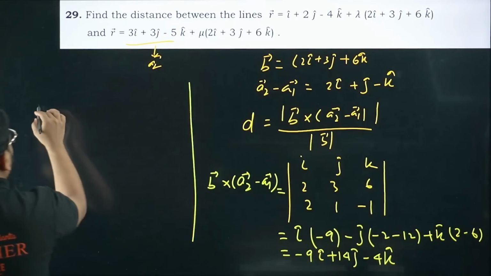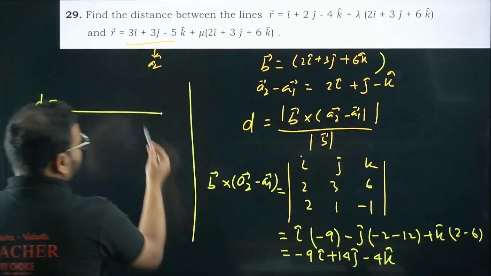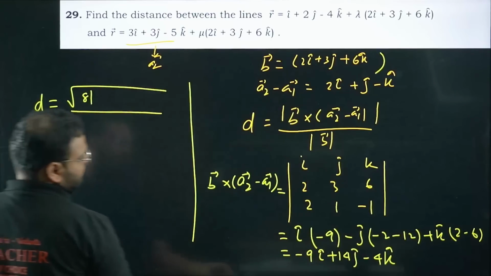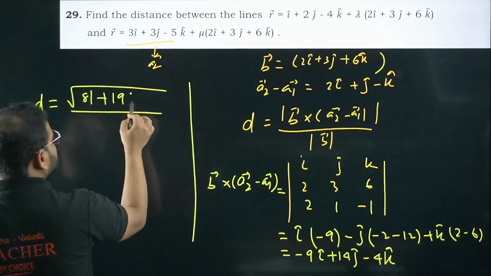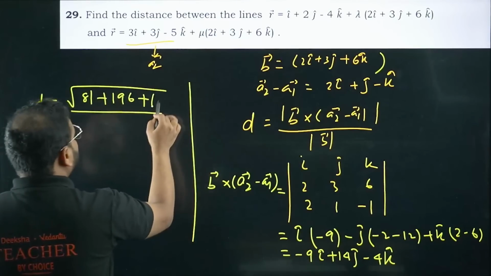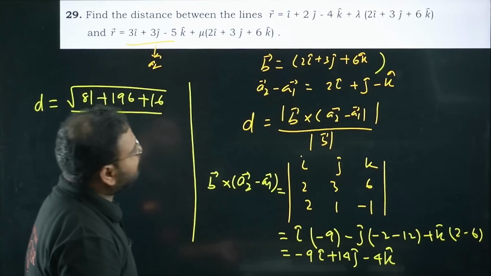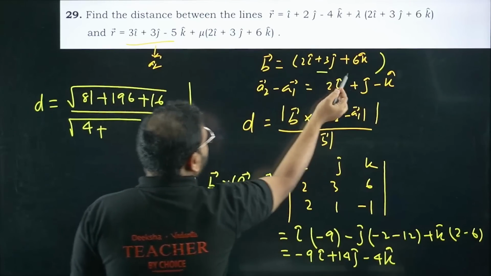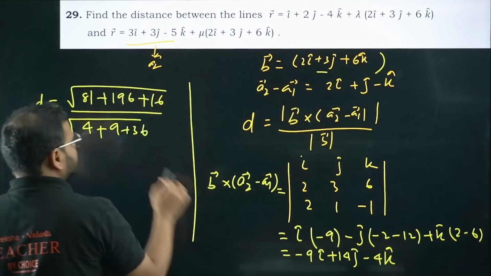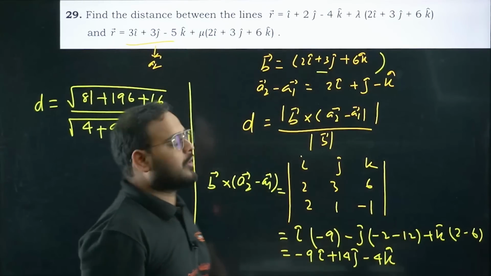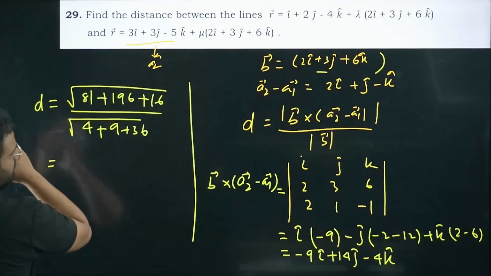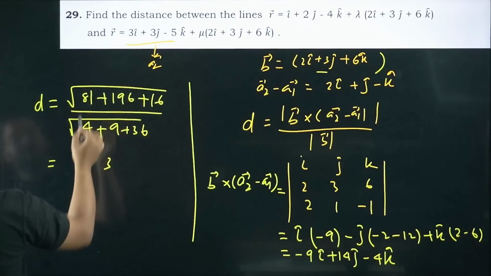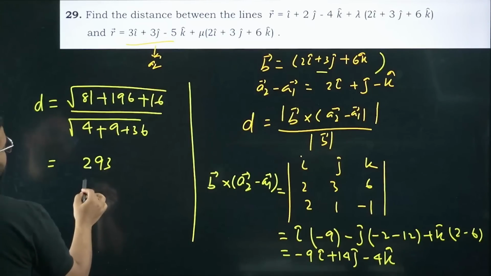So my d value will be nothing but the modulus of this part. Please check, root of 81 for 9, for 14 we have 196, plus for 4 I have 16. And again we have to take mod of b, so it becomes 4 for 2, for 3 I'll have 9, for 6 I'll have 36, so 4 plus 9 plus 36, square root of this. So what I'm getting now: 81 plus 196 plus 16 is 293 in the root.